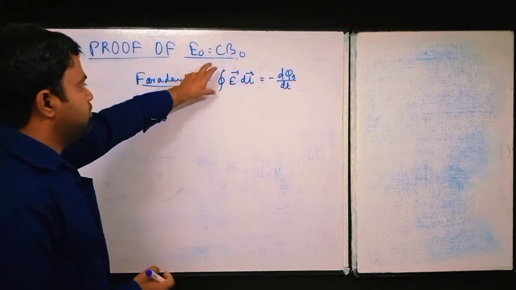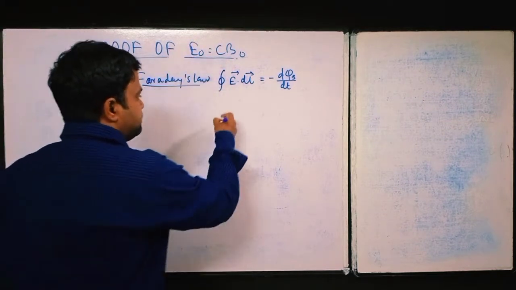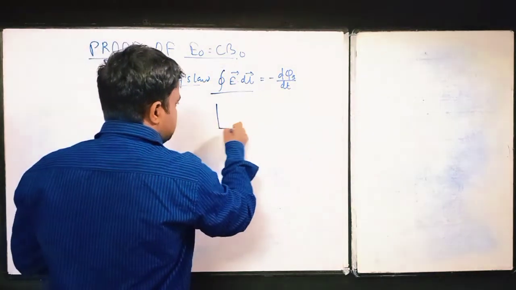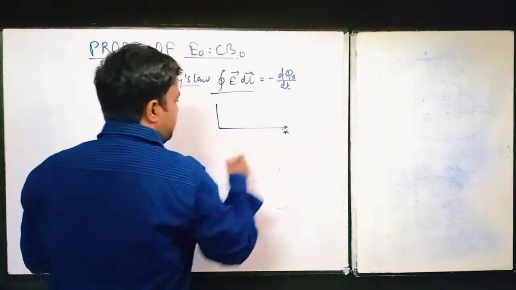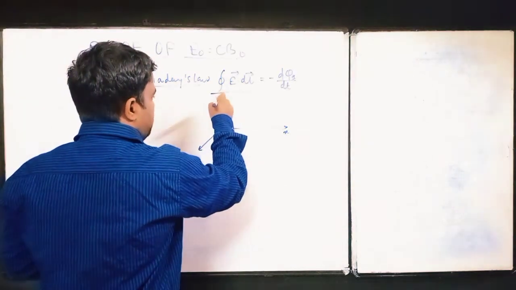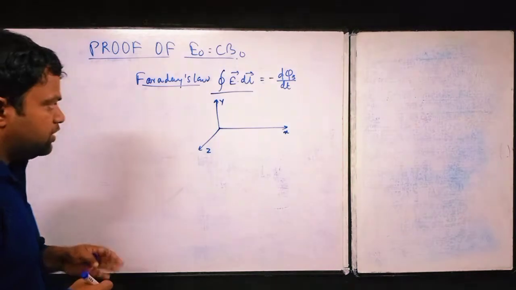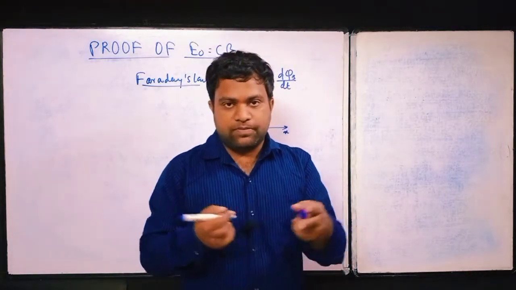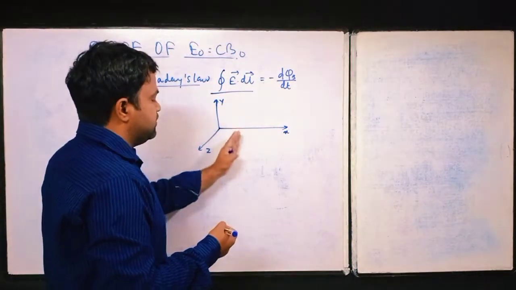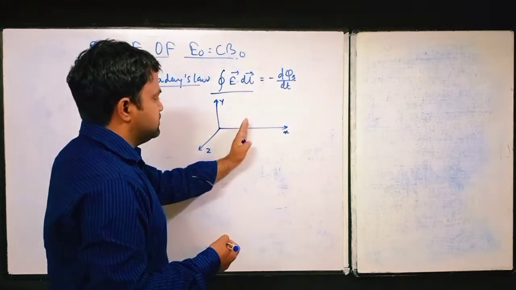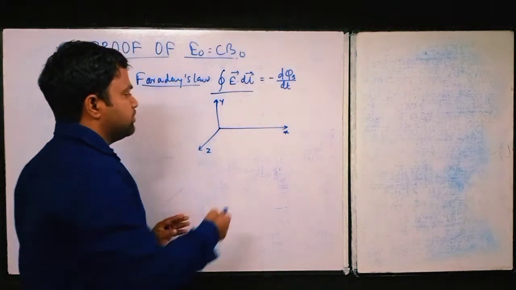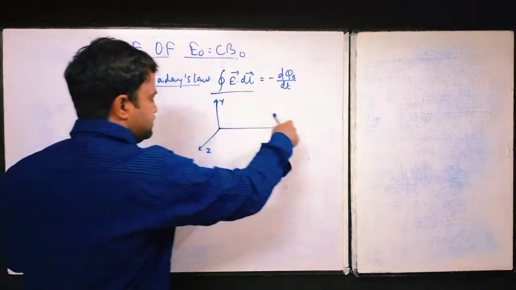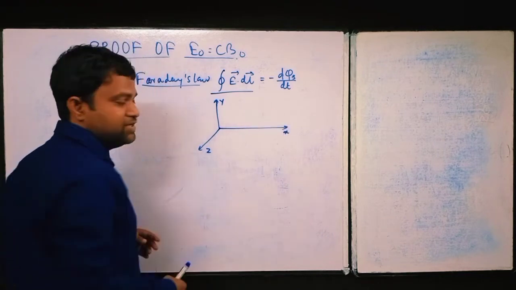So here we will first calculate the left hand side, that is ∮E·dl. Let us consider the wave is propagating in the x direction, this is your y direction, and this is your z direction. We also know that the electric component and magnetic component are mutually perpendicular to each other. So if the electric component is oscillating parallel to the xy plane, then the magnetic component will be parallel to the xz plane.